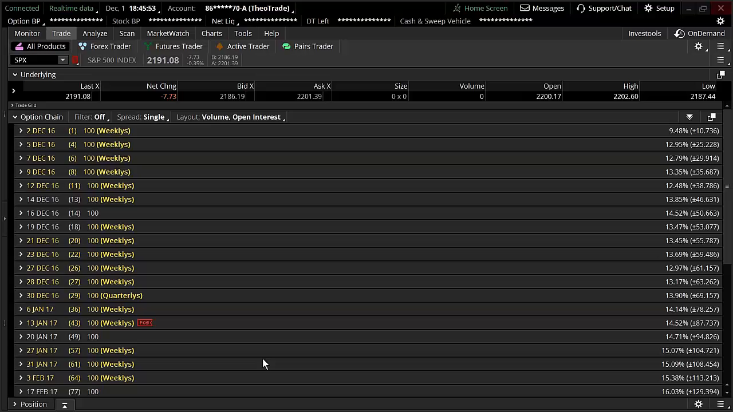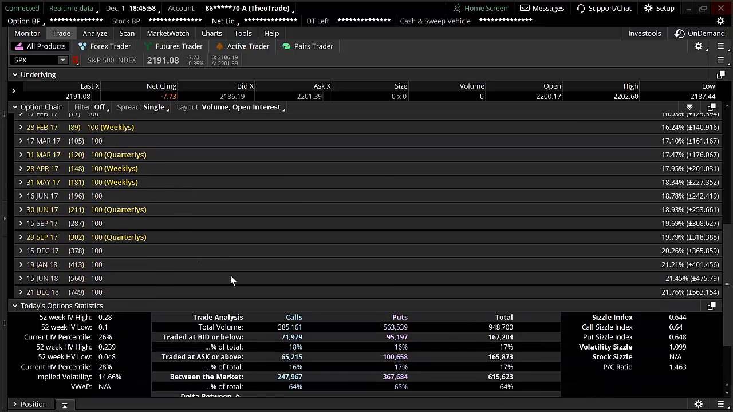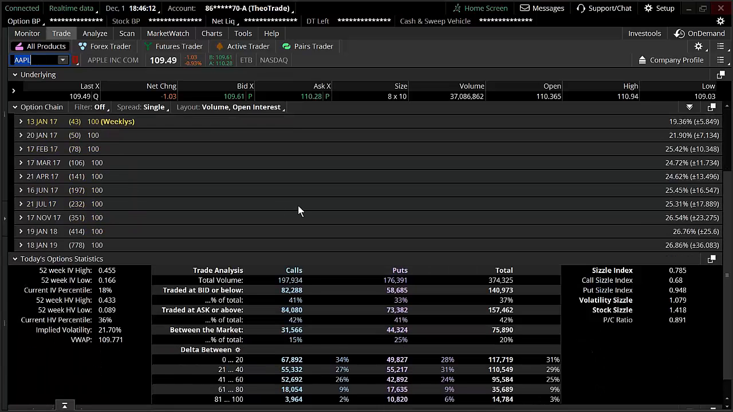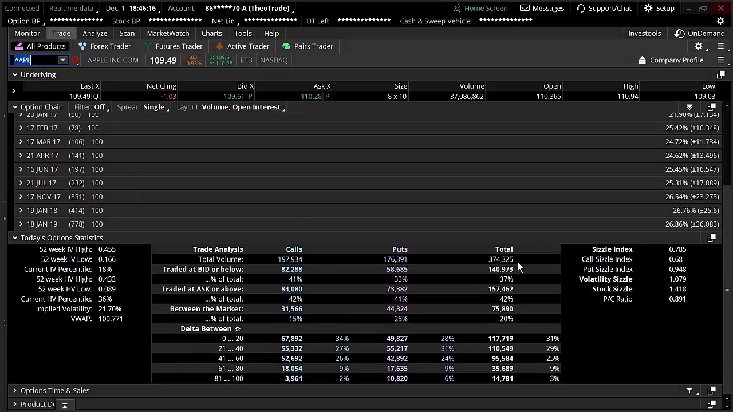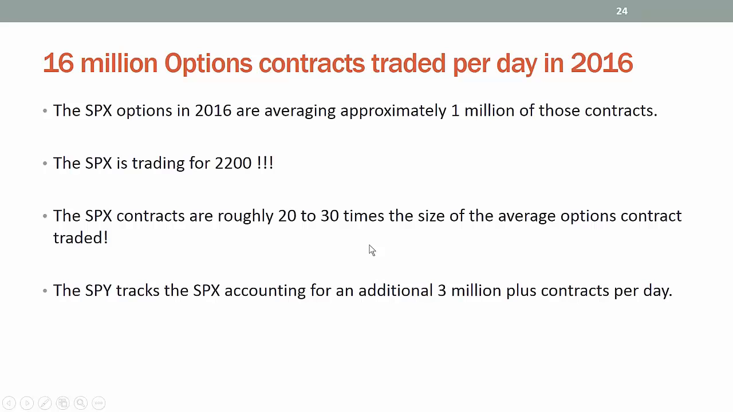Let me show you exactly what I'm talking about. Here's the SPX. Now I don't even know the contracts in here today. Look, there it is. This is today. Look at the SPX traded, 950,000 contracts. Go look at Apple. AAPL, enter. Apple traded 374,000 contracts. Apple's a $100 stock. What's SPX? $2,200. Apple's what? It's minuscule. Apple's not even a 20th the size. That's why I say the SPX contracts are roughly 20 to 30 times the size of the average option contracts traded.